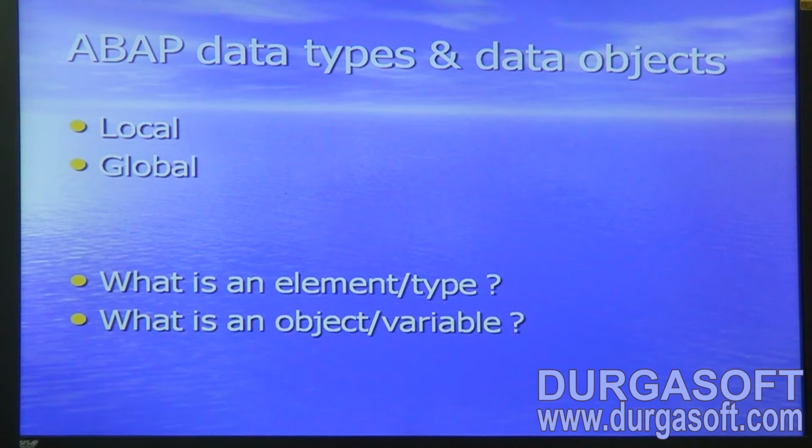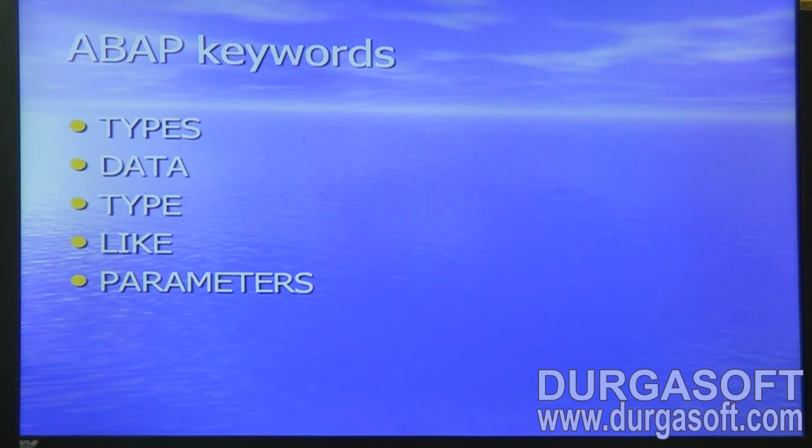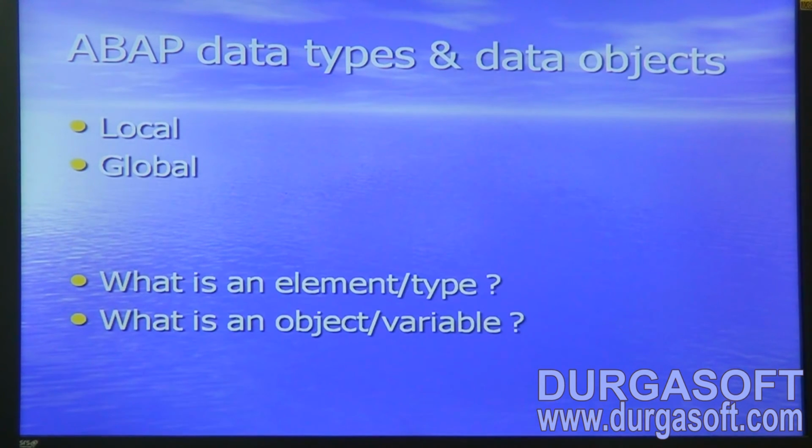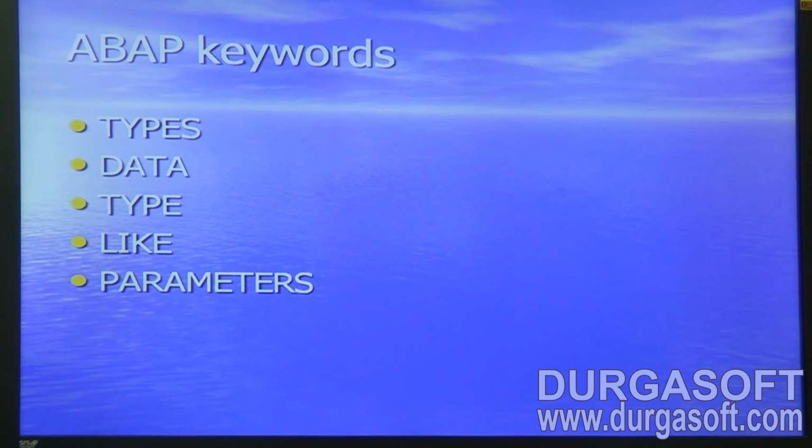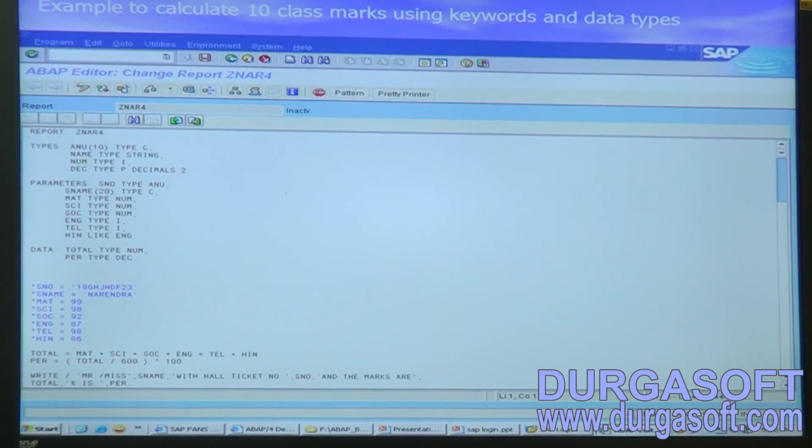So now, in this session, first of all, I am going to discuss data types and keywords. Using the data types and keywords, I want to write one program with the 10th class students' mark list. If you observe the first screen here, it shows the report ZNAR4, that is my program name. And first of all, I have given here a types statement.